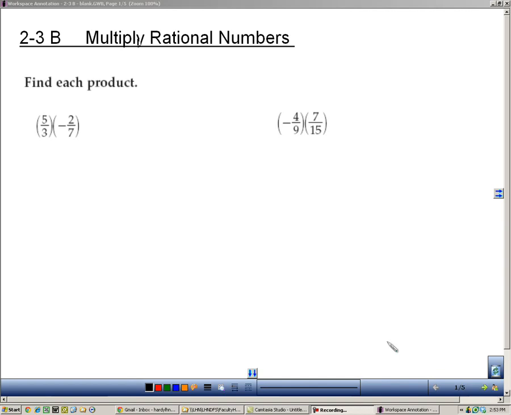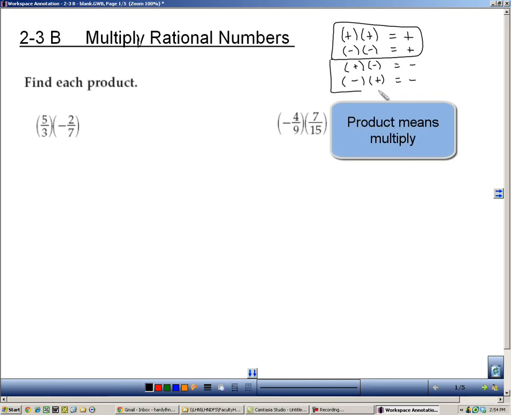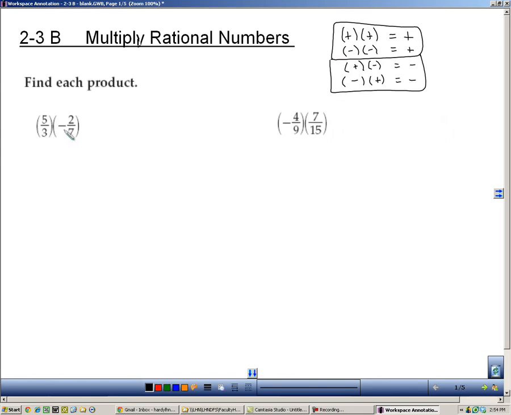Section 2.3b is about multiplying rational numbers, so we're going to continue that process. I'm going to put the rules for multiplication up here so we can have them in front of us. So here we go. Positive times a positive is positive, negative times a negative is positive, and positive, negative, or negative, positive is negative. In other words, if they're the same sign, it becomes a positive product, and if they're different signs, it's a negative product. So down here, we know the answer will be negative because they're different signs.